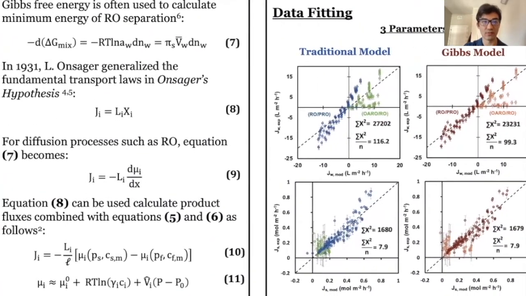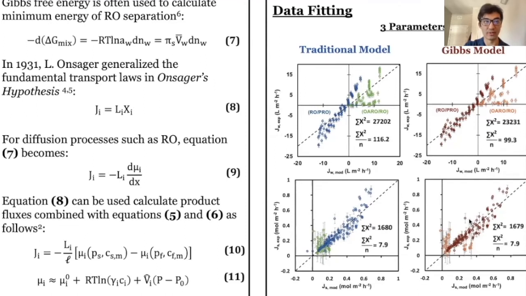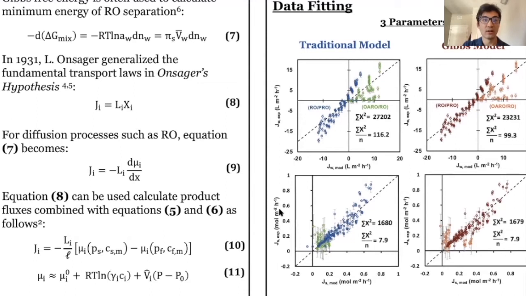So first, we have 4 plots here. And this case is when all 200 data points for OARO, RO, and PRO were modeled using the same 3 constants, A, P, and S. To give you some bearings here, I compared results of fitting the traditional flux model from the beginning on the left and the Gibbs model on the right to the experimental data. So the x-axis is the predicted values of the flux, and the y-axis is the experimental measured values. The top 2 plots are water flux, and the bottom 2 plots are salt flux.